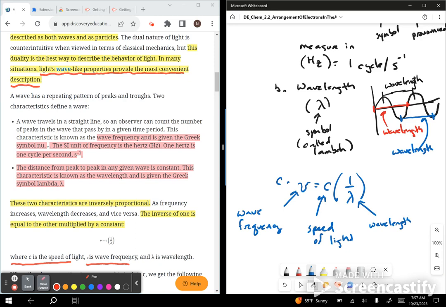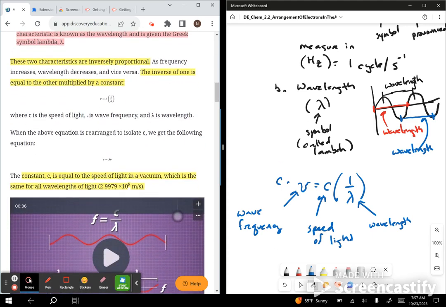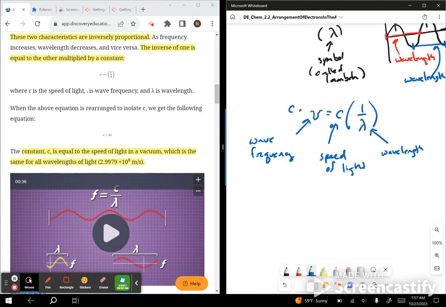And I think finally, let's just clear that screen and keep on moving. You probably want to make a note here that c, the speed of light, is equal to 2.9979 times 10 to the 8th meters per second. This is the speed of light. Okay, this is a constant.